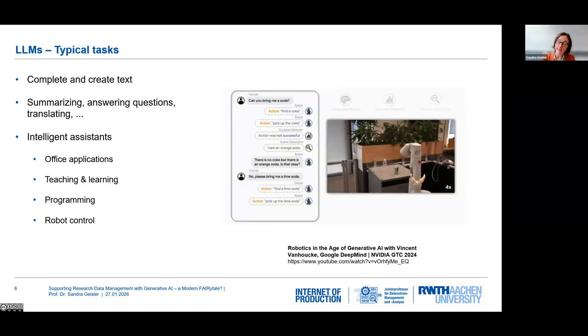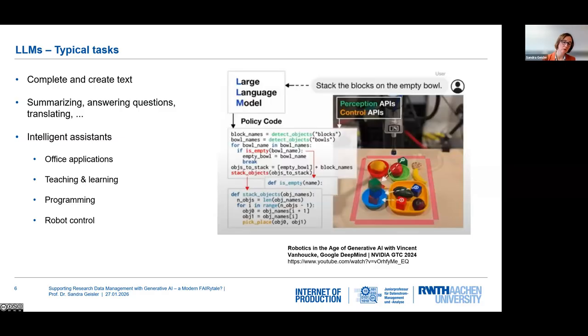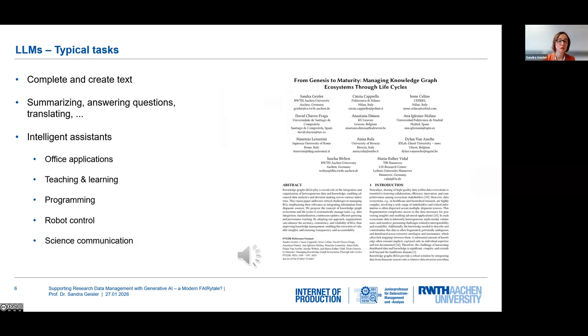But there are also other classical AI topics where generative AI and LLMs come into play. So for example, in robot control, to not only interact with the user, but also create code on the fly for robot interaction. And finally, also science communication. This is also a nice example.